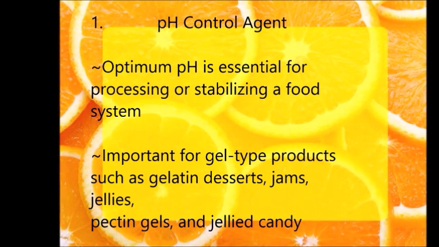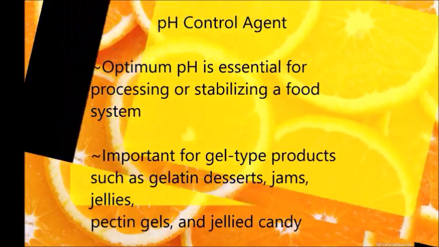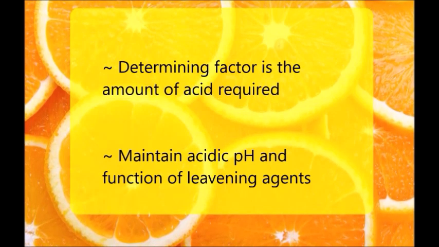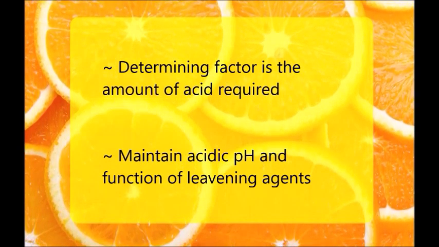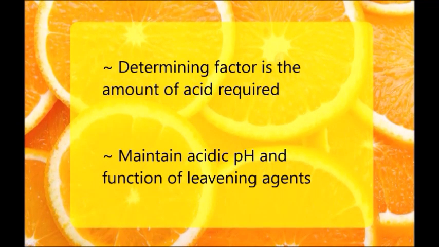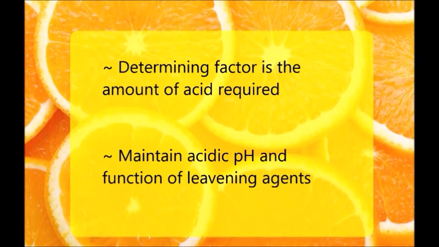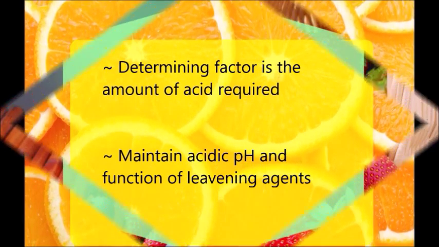Optimum pH is essential for processing or stabilizing food systems, important for gel-type products such as gelatin desserts, jams, jellies, and pectin gels. In the pH control agent, the determining factor is the amount of acid required. And lastly, it maintains acid pH and function of living.